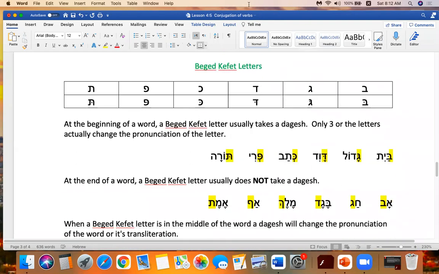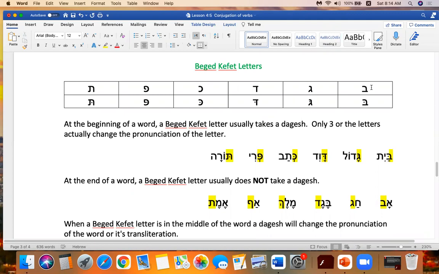Okay, next we're going to look at our Beged Kefet letters. I think we've kind of talked about them, but we have them here on this paper all together. So the Beged Kefet letters are special letters that get special treatment. Originally, all the Beged Kefet letters had a different sound when they had the dagesh in them. But through time, it's changed and they don't really all change the sound.